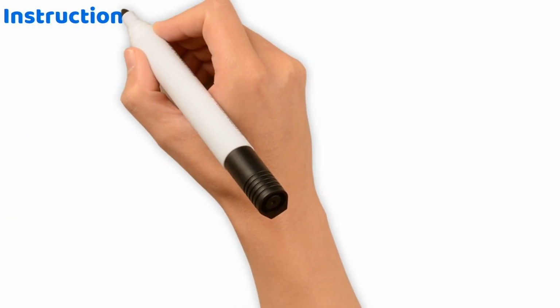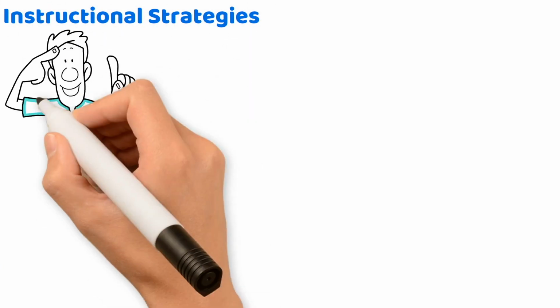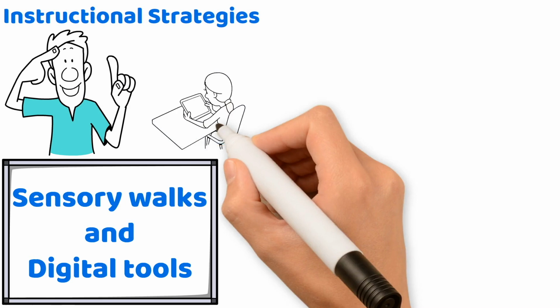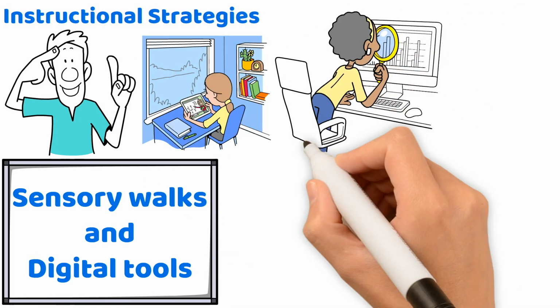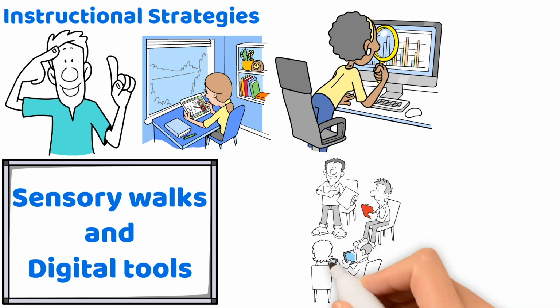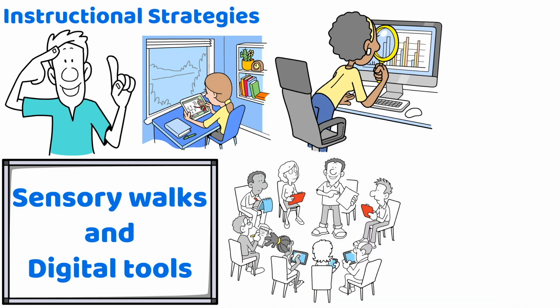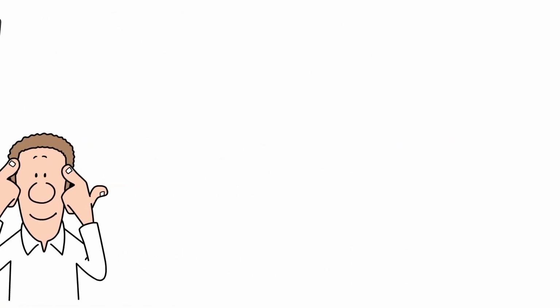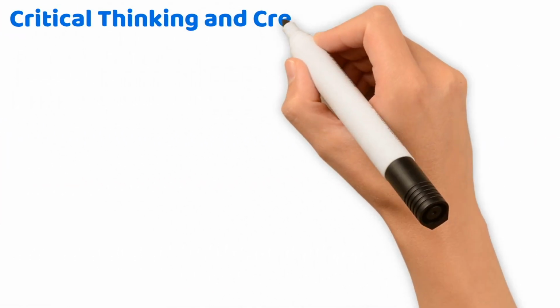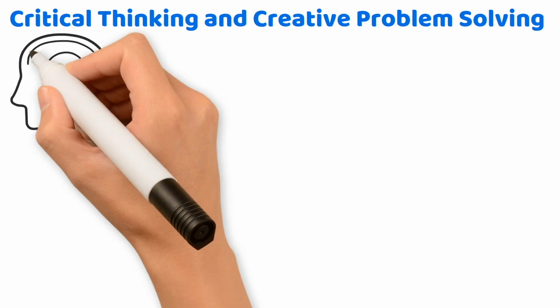Moving on to instructional strategies. Remember that the use of sensory walks and digital tools that compare different environmental settings spark young learners' creativity. Look for options that emphasize reflective critique sessions, where students discuss their environmental art projects, as this promotes deeper understanding and critical thinking.